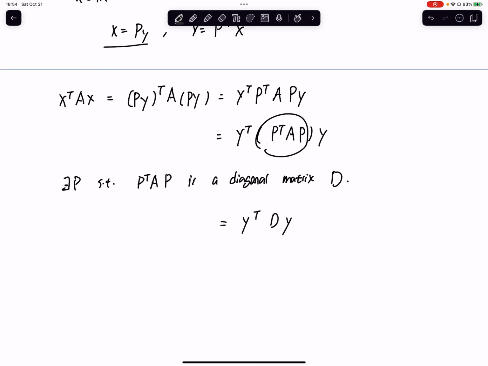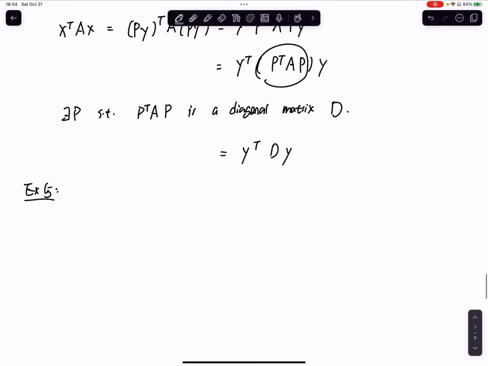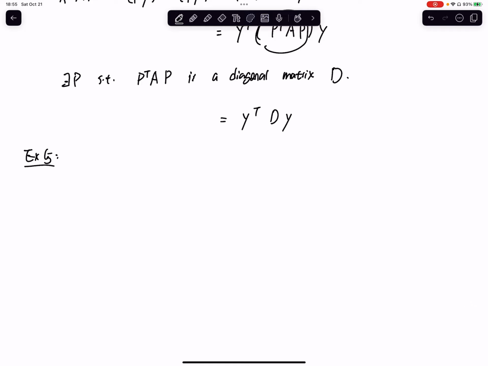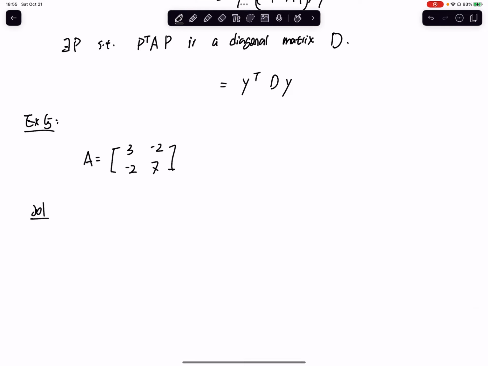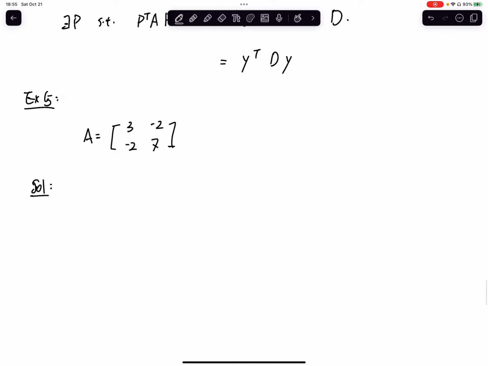And this is the strategy for us to eliminate the cross product terms. So let us do an exercise. Okay, so we want to make a change of variable that transforms the quadratic form for A equals 3, minus 2, minus 2 and 7 into a quadratic form with no cross product terms. So the first step is to orthogonally diagonalize our A.